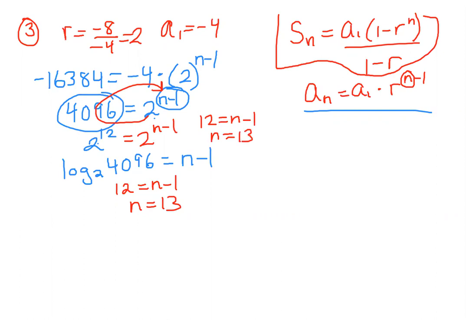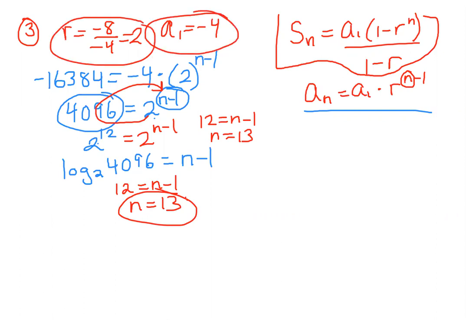You're not going to have very many that you have to do this way. So now we know what n is, and we know a1, and we know r. So we can use this equation to find S13 equals a1 times (1 minus r to the n) over (1 minus r).